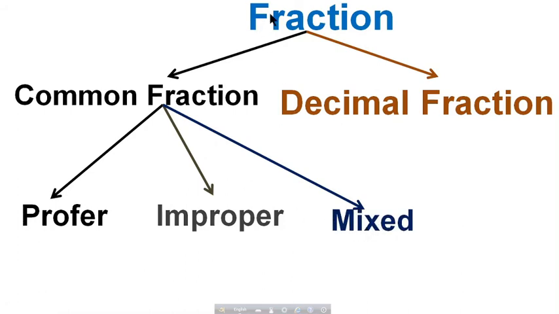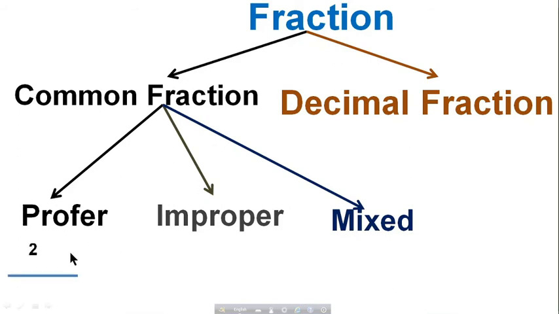So we can say again, fraction is mainly divided into 2 parts, common fraction and decimal fraction. Decimal fraction has no category, and common fraction is divided into three categories. That means proper fraction, improper fraction, and mixed fraction.